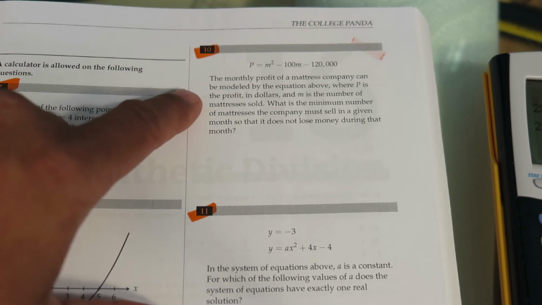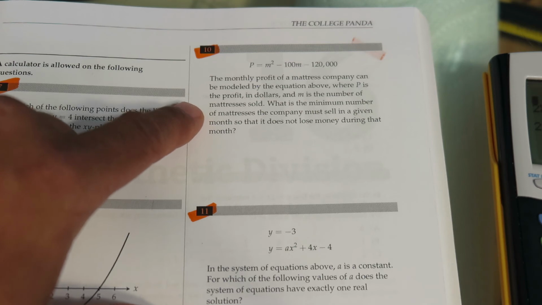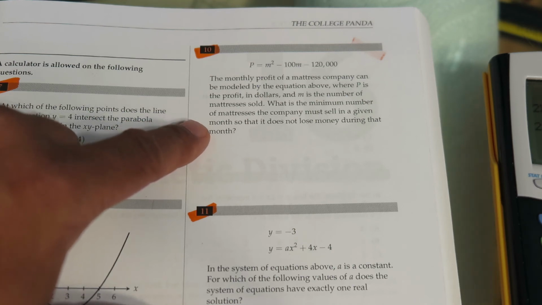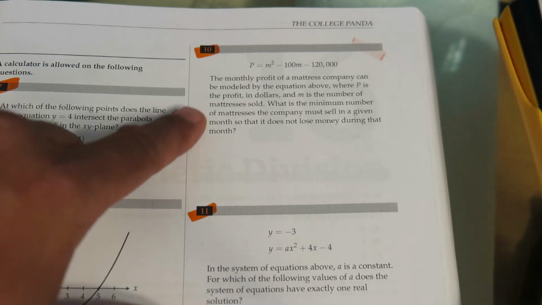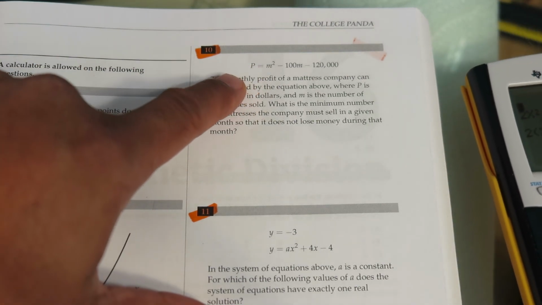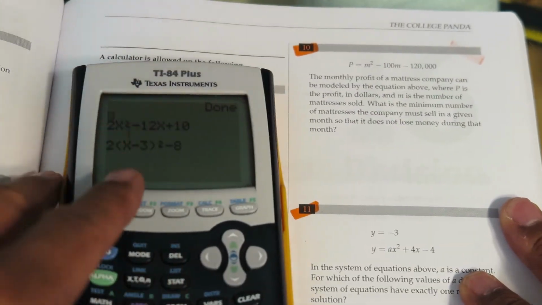And the question says, the monthly profit of a mattress company can be modeled by the equation above, where P is the profit in dollars, and M is the number of mattresses sold. What is the minimum number of mattresses the company must sell in a given month so that it does not lose money during that month? Okay, so basically, you can either factor this and find the roots, or you can just find the roots directly. So let's just do that.